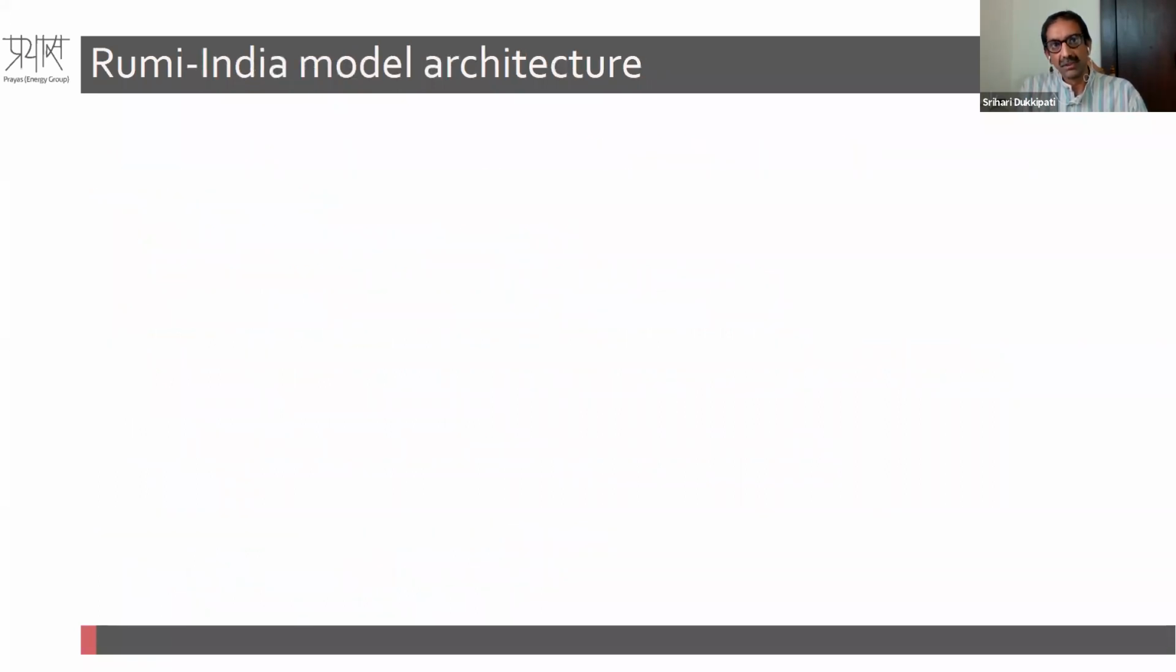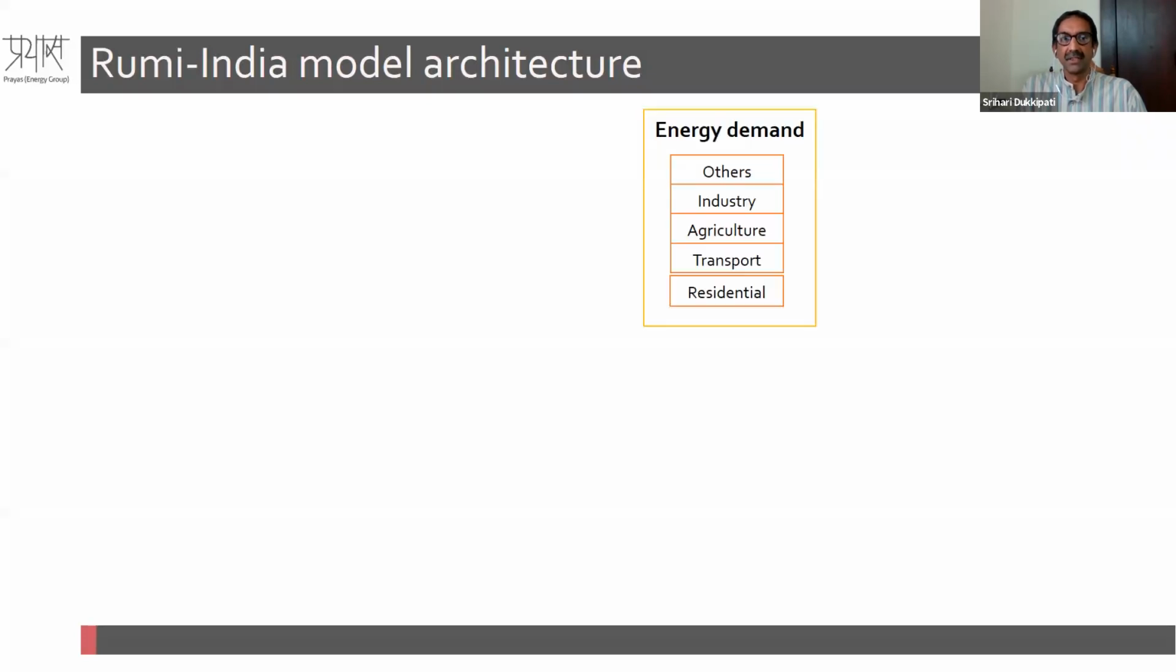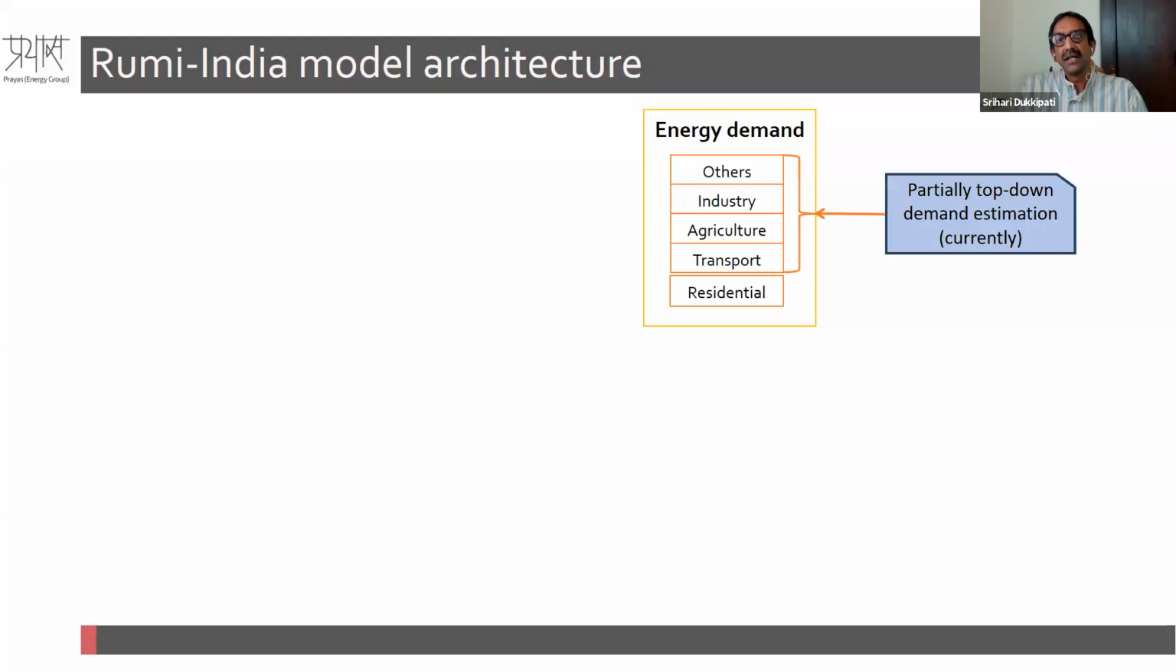Moving on to the architecture of the Rumi modeling framework. I will talk about some of the specifics of the Rumi India model that we've developed, but some of these could probably be generalized for future additions that will happen to the modeling framework. Beginning with demand, we currently have 5 demand sectors that are defined in the framework. These are residential, transport, agriculture, industry, and others. And of course, commercial demand falls in the others category.